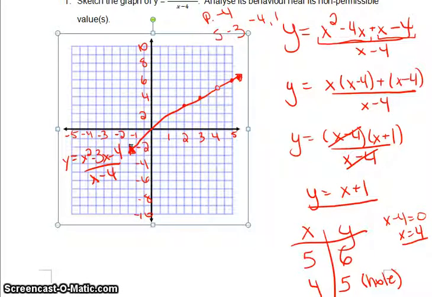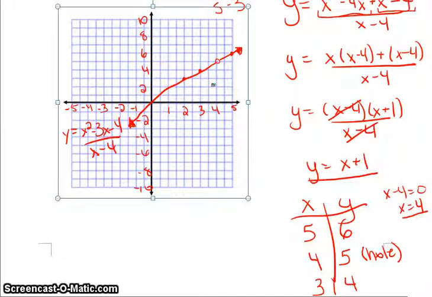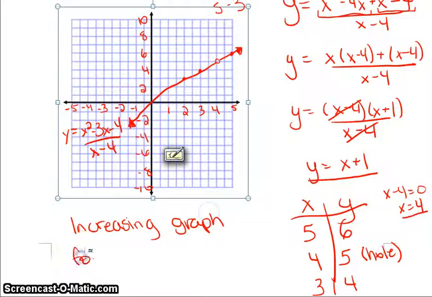And then to finish off this question, it says to analyze its behavior near its non-permissible value. So here we're just going to be talking about what's happening at this hole. Scrolling down just a little bit here, what we can say is that this graph is increasing, going from left to right, it's an increasing graph. And it follows the pattern of, we can say that it'll look pretty similar to x plus 1 apart from that hole.